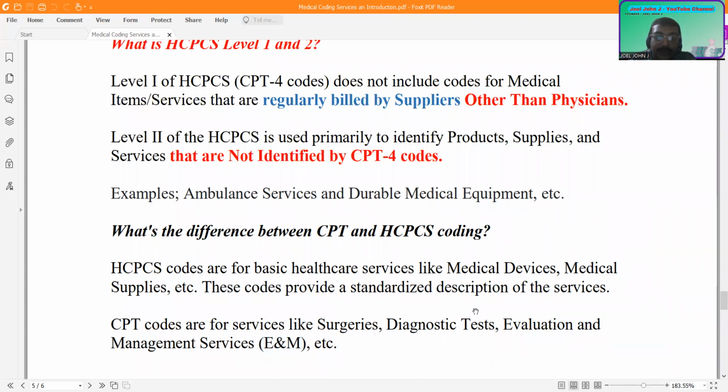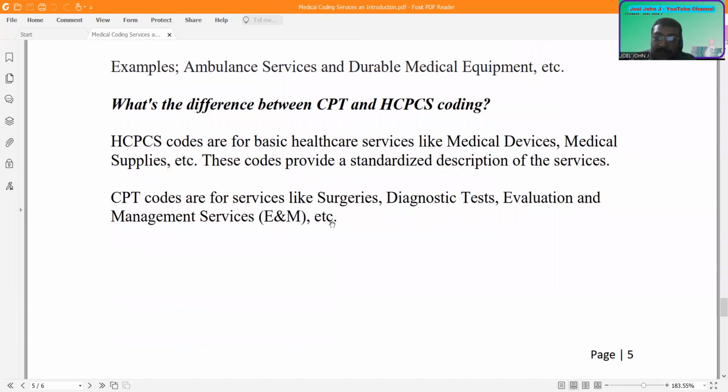HCPCS codes are for medical devices and supplies. Level 1 is for regular supplies, that's like CPT-4 codes. These are called the CPT-4 codes, and these are not done by anyone other than what the physician prescribes. And level 2 is for products, supplies and services which are not identified in CPT-4 codes. Then what are CPT-4 codes for?